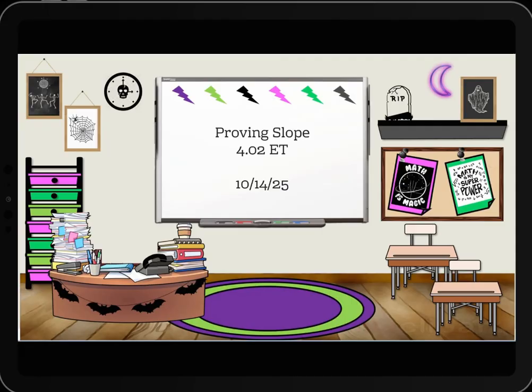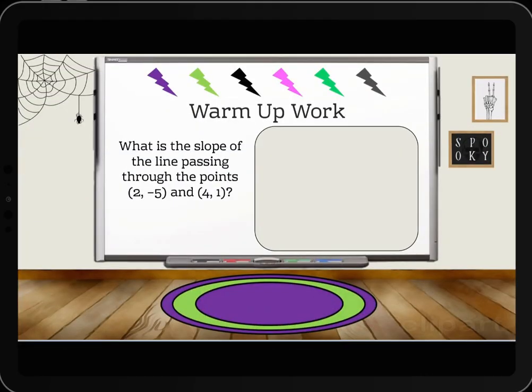In this lesson, we are going to be proving slope for 4.02 exit ticket. To start off, let's go ahead and look at this warm-up here. What is the slope of the line passing through the points (2, -5) and (4, 1)? You might pause the video yourself and see if you can come up with the answer before I write down the result.